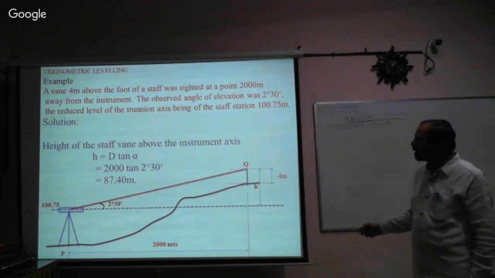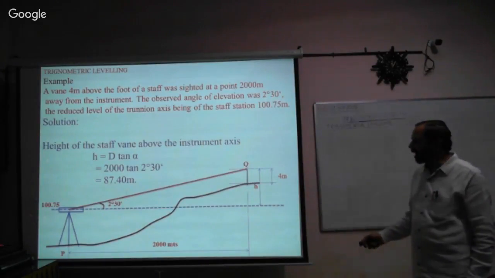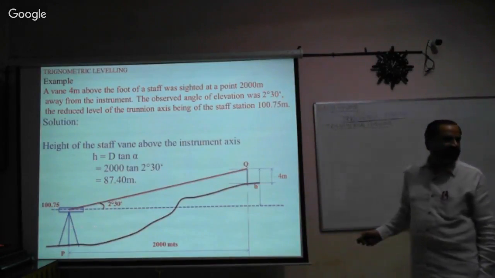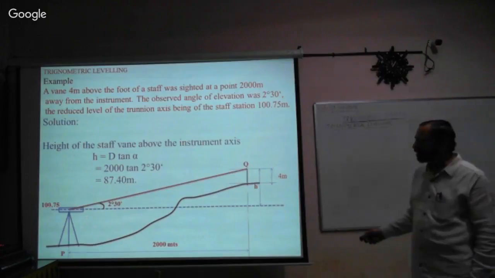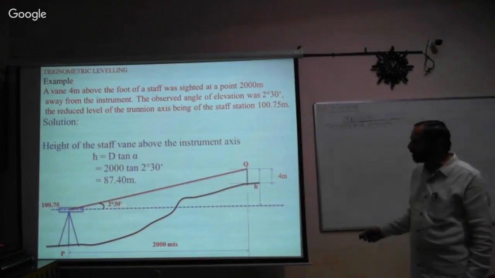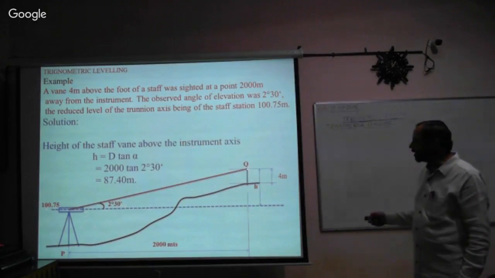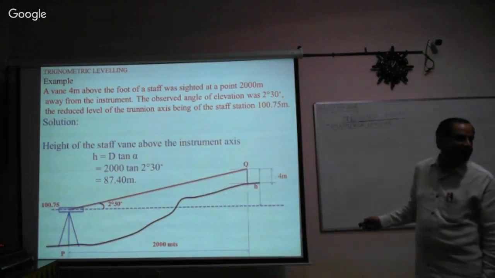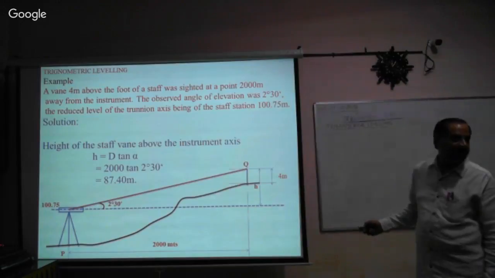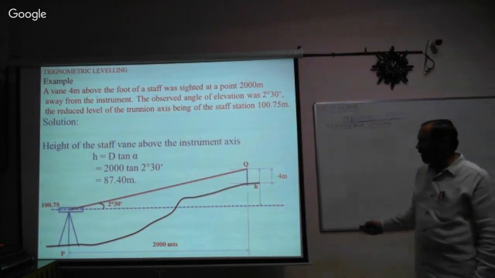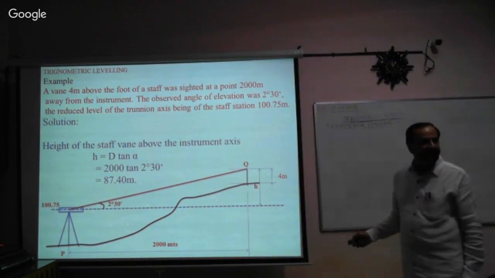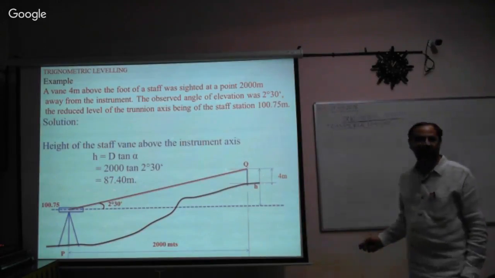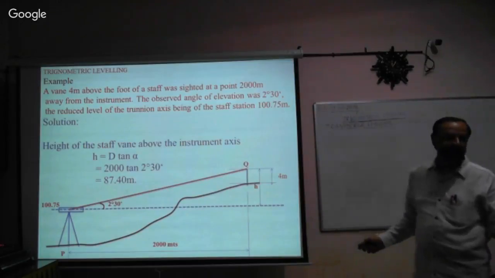That means the reduced level, RL, of the trunnion axis. Trunnion axis means horizontal axis. The horizontal axis RL is given and the vertical angle is given, and this vane is 4 meters above the foot of the staff. Understood? Have you understood this diagram? Now read the problem carefully and please understand this.